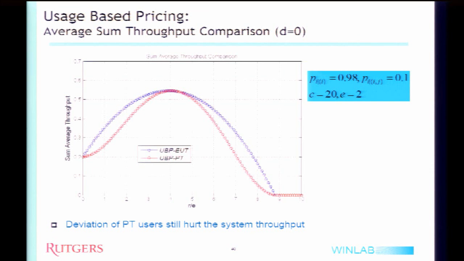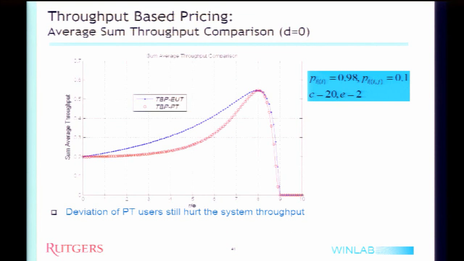So we want to see the communication performance under the pricing schemes. As you can see, under the pricing schemes the PT users still degrade the performance. The EUT users can achieve a higher average throughput. This is under the UBP, usage-based pricing. The case in the TBP, throughput-based pricing, is the same. Although the shape is different, the EUT users can achieve a larger total average throughput than the PT users.